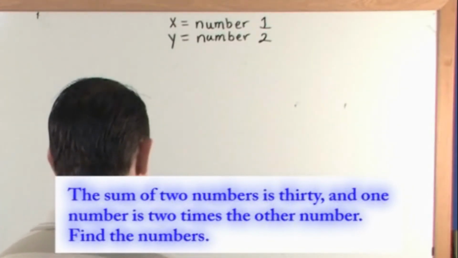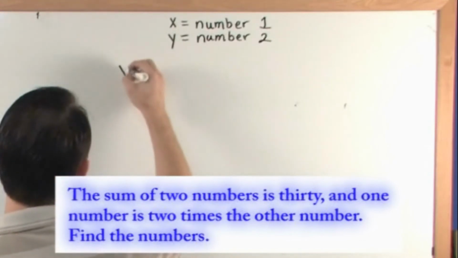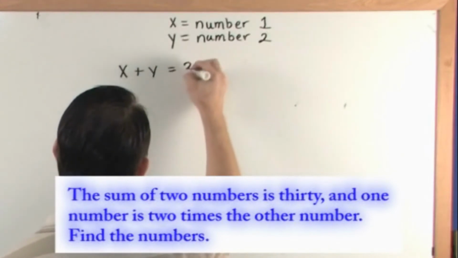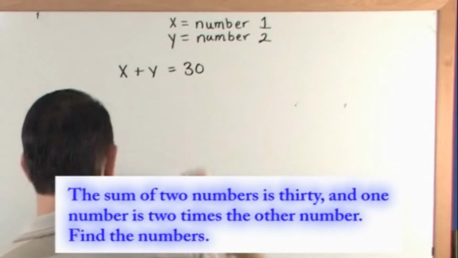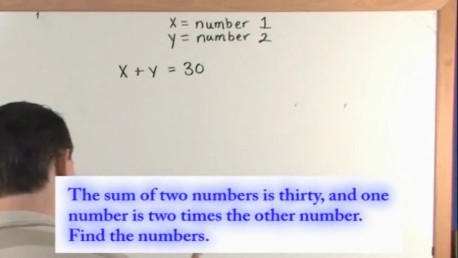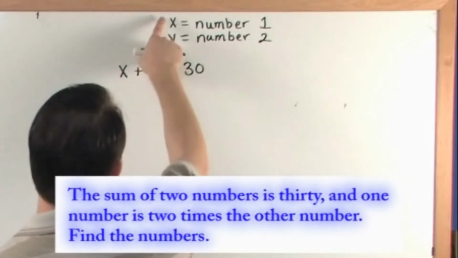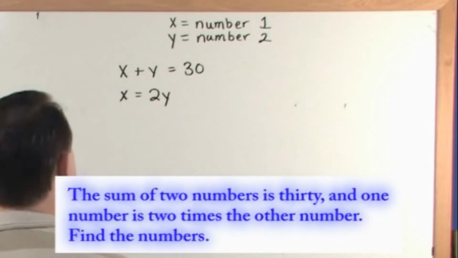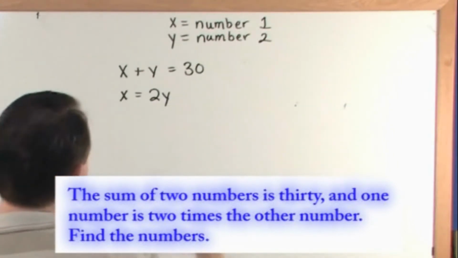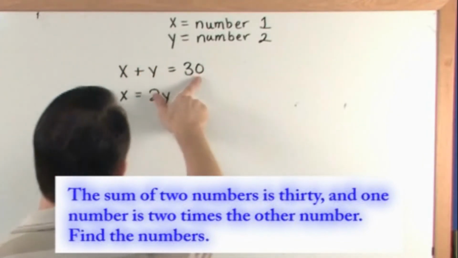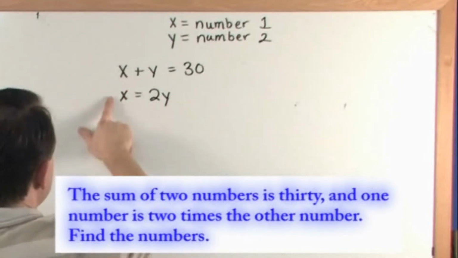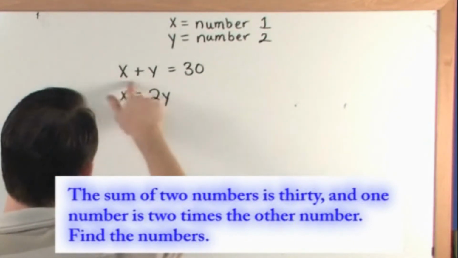So let's go ahead and translate that first sentence. The sum of two numbers, x plus y, that's the sum of these two numbers that we're trying to find, is 30. Okay? So we've already translated that first sentence. And it says, and one number is 2 times the other number. So one number, x, is 2 times the other number. Okay? Find the numbers. That's the last part of the problem there. So we have translated this problem into an equation form. Now notice here we have two equations, two separate equations, and two unknowns, two variables.